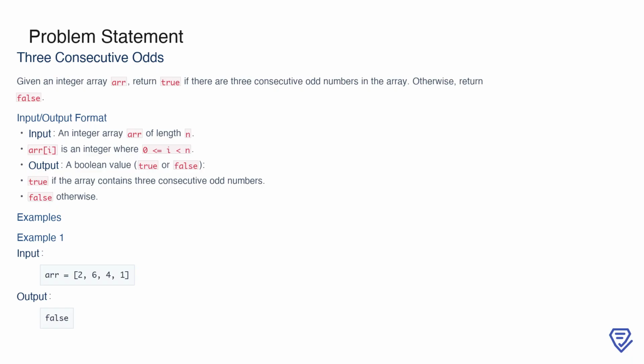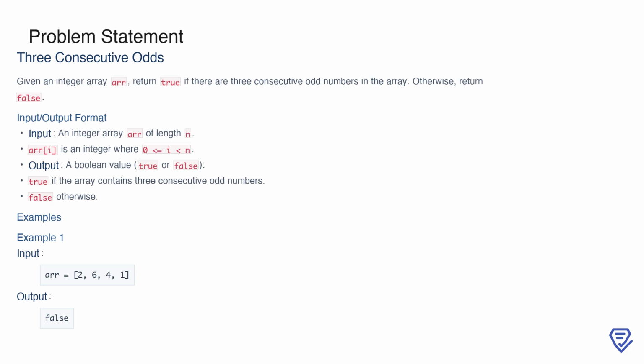The problem is called 3 Consecutive Odds. In this problem, you are given an integer array called ARR, and your task is to determine whether there are 3 consecutive odd numbers within the array. If such a sequence exists, you return true, otherwise, you return false.